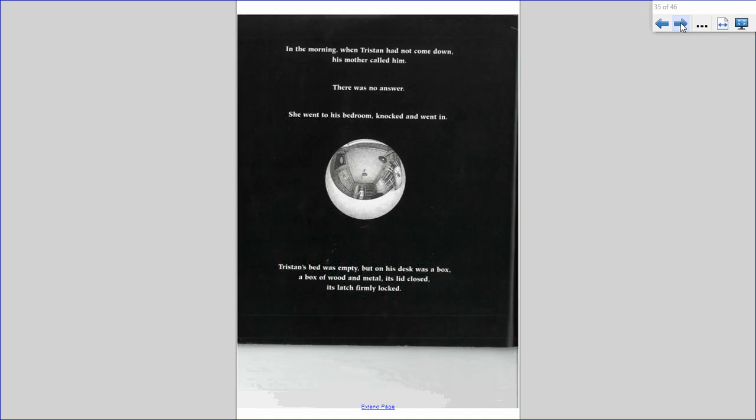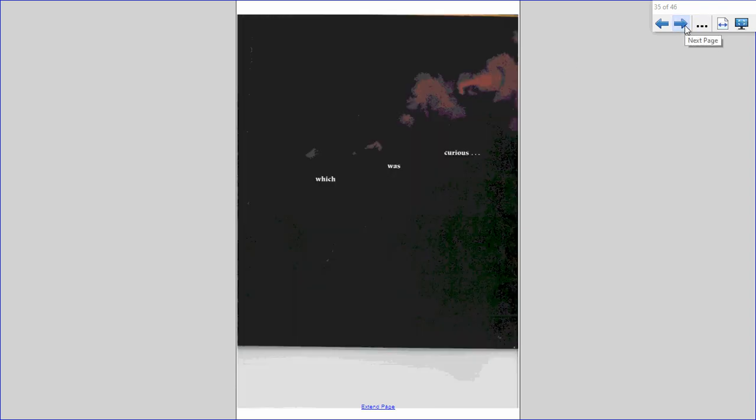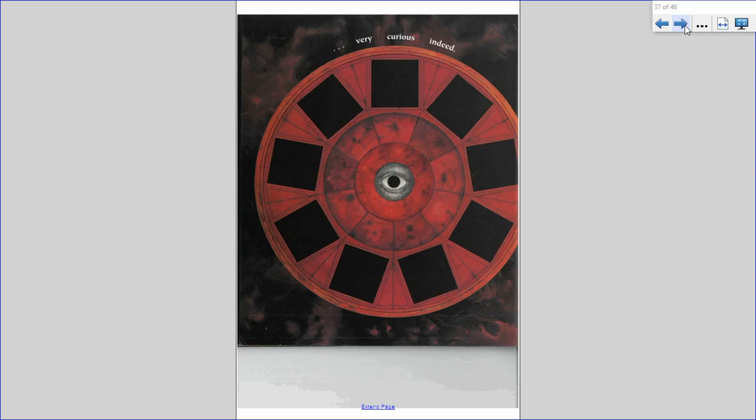In the morning, when Tristan had not come down, his mother called him. There was no answer. She went to his bedroom, knocked, and went in. Tristan's bed was empty, but on his desk was a box of wood and metal, its lid closed, its latch firmly locked. There, looking out from the viewer. Which was curious, very curious indeed.